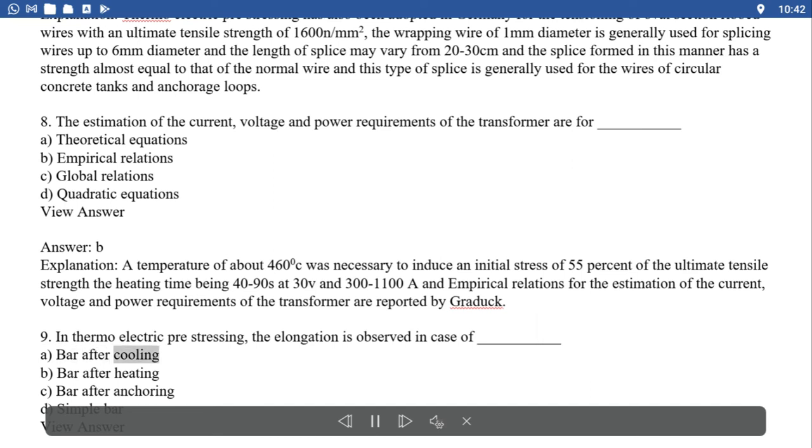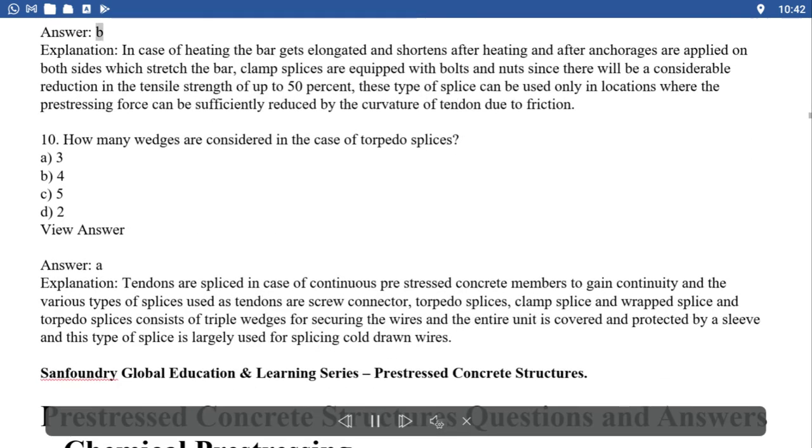A. Bar after cooling, B. Bar after heating, C. Bar after anchoring, D. Simple bar. Your answer: Answer B. Explanation. In case of heating, the bar gets elongated and shortens after heating, and after anchorages are applied on both sides which stretch the bar.